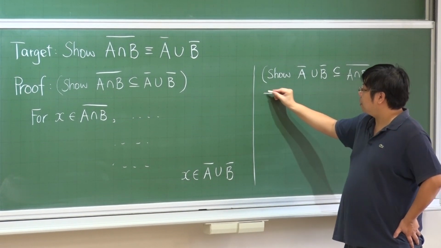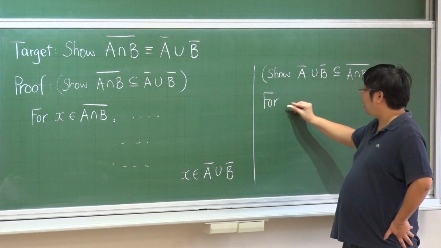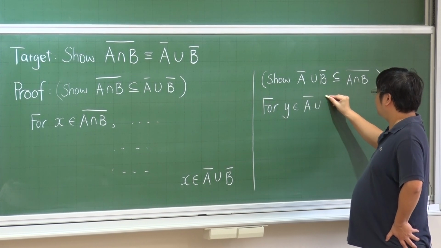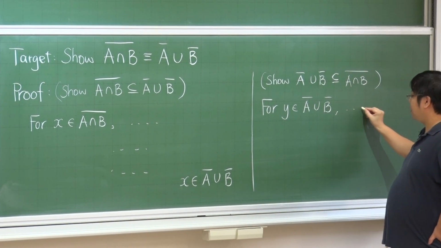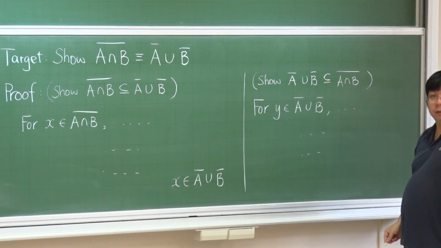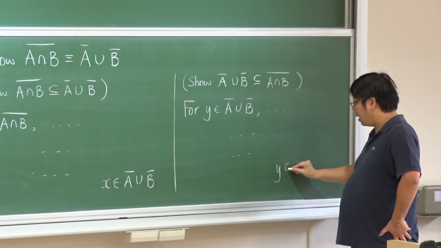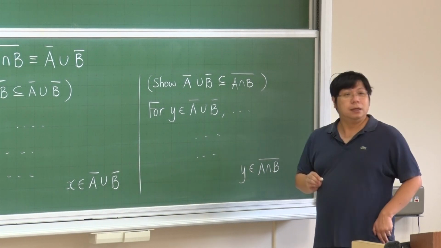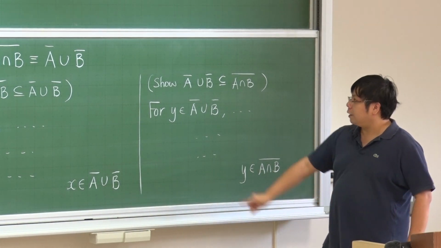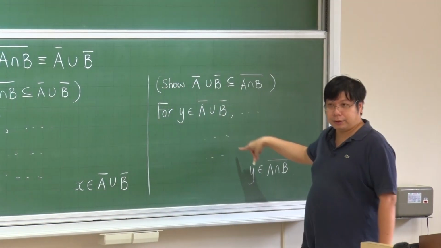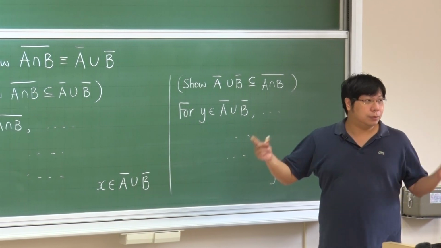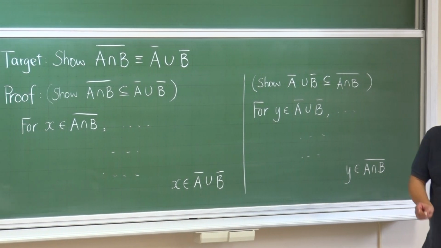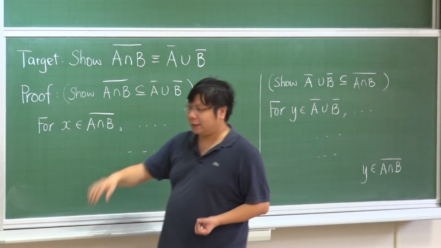And then for this one, we want to show something similar. For any Y that is an element of A union B, after some logical deductions, we will have a conclusion that Y is in A intersect B complement. If we can show this and show this as well, then we show that the two sets are equivalent. Okay, now let's fill in the things here.